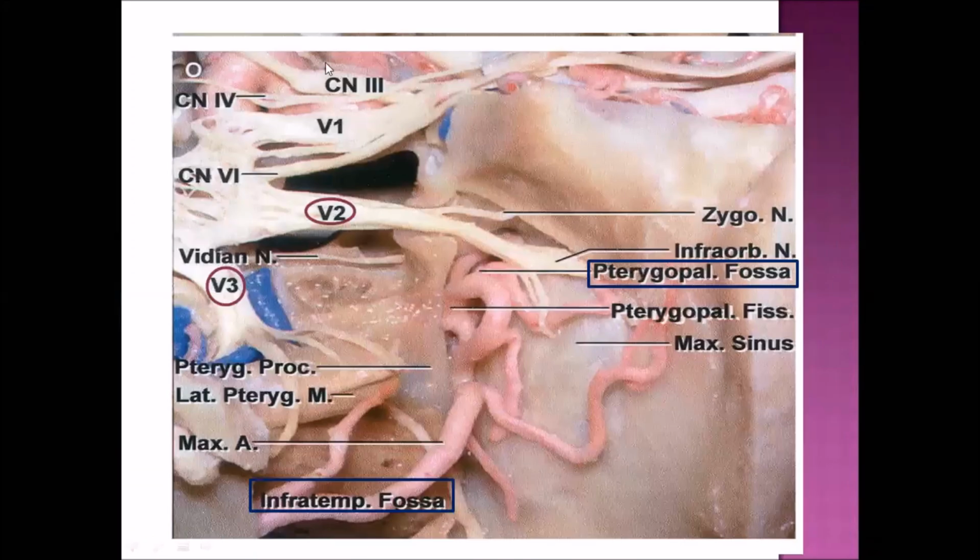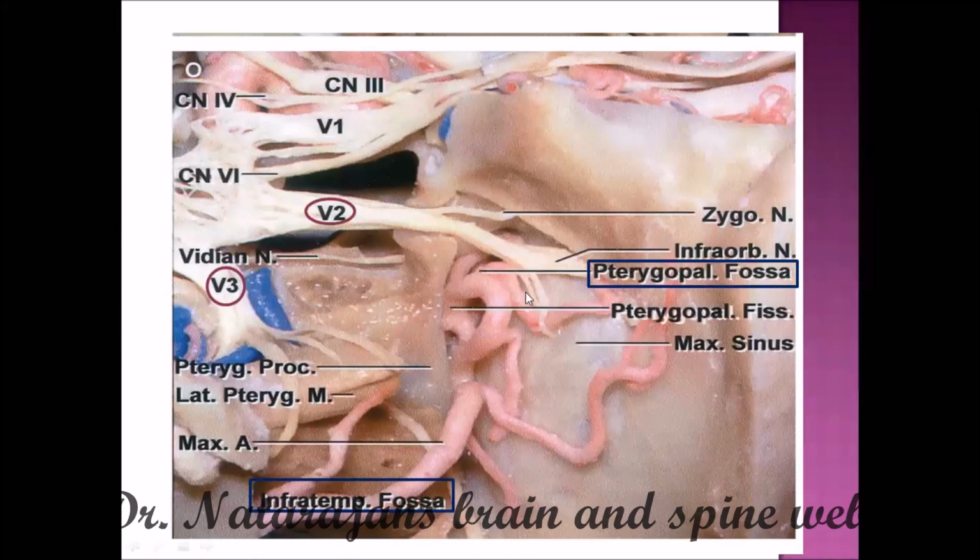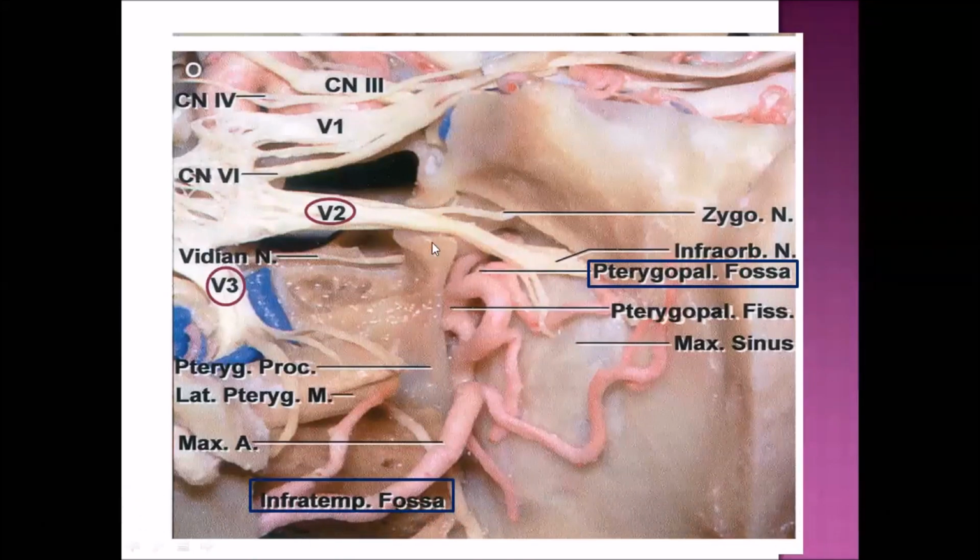Now after understanding this, the maxillary division enters the pterygopalatine fossa through the foramen rotundum. The mandibular division enters the infratemporal fossa through the foramen ovale. So these are the two fossae communicating with the middle cranial fossa. The maxillary division exits the foramen rotundum and enters the pterygopalatine fossa. The mandibular division exits through the foramen ovale and reaches the infratemporal fossa.